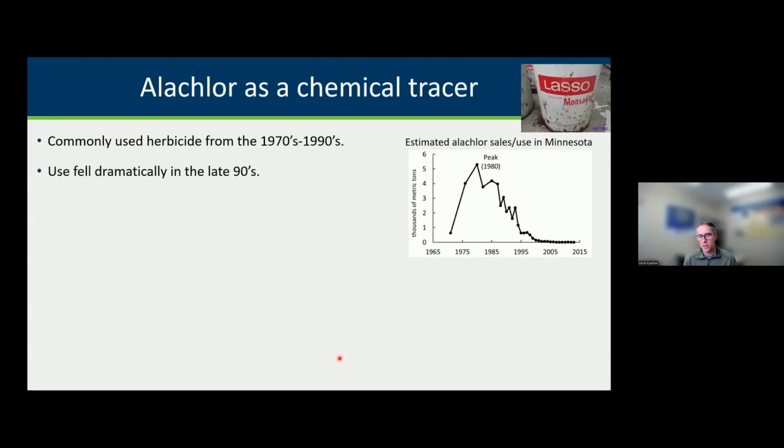So a little background on alachlor. Alachlor was a commonly used herbicide in the 1970s to the 1990s. The trade name was Lasso. And if you were farming during that time period, it's very likely that you were using this herbicide, because there just weren't very many products out there.